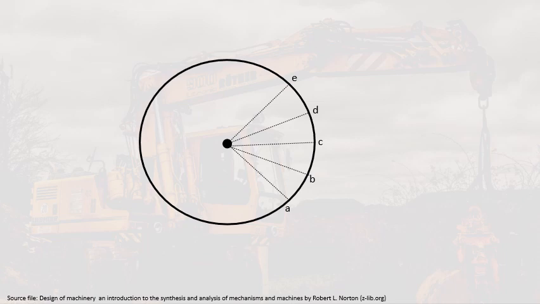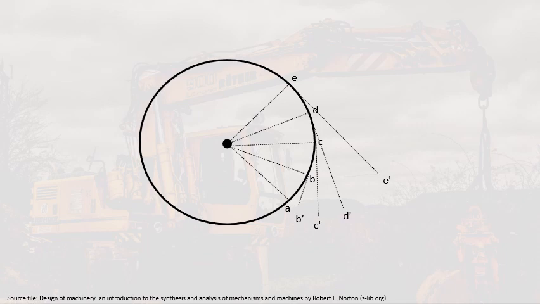Once you divided it, you are going to draw tangent lines with respect to the points. So you can see here we have a tangent line from point B, a tangent line from point C, a tangent line from point D, and finally we have a tangent line from point E.